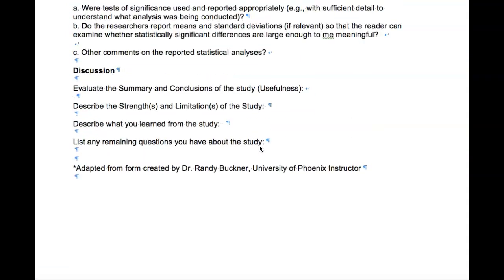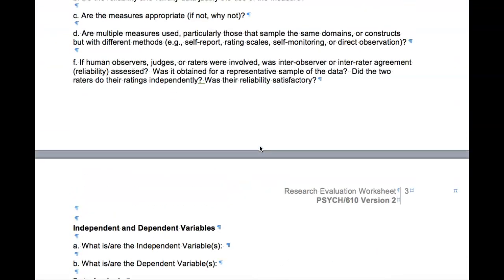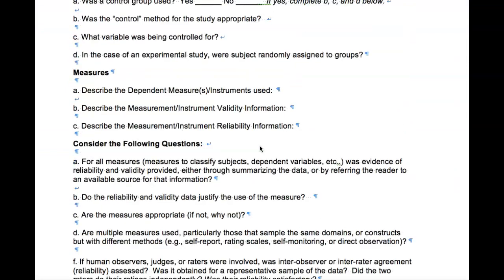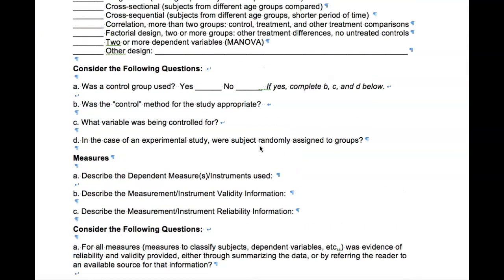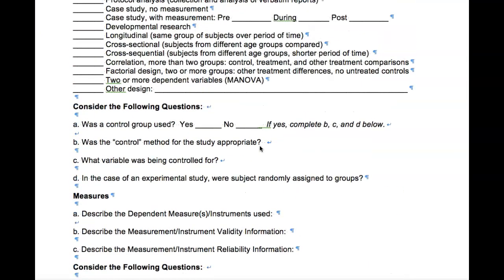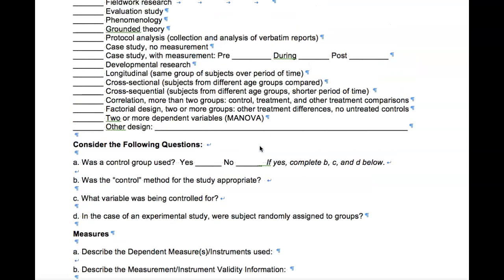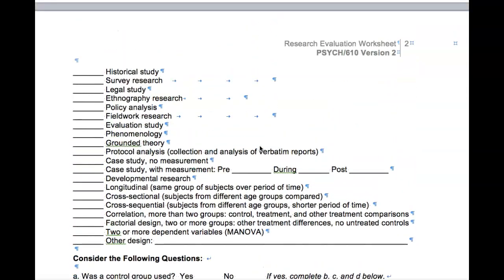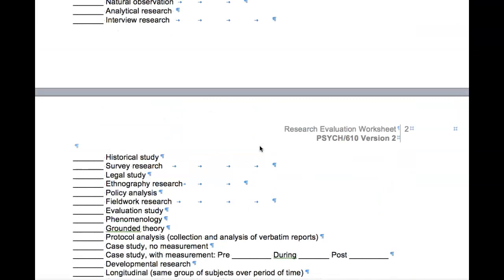And so you're literally working your way through this form, and you have to make sure that when you answer a question that it applies to this type of study you reviewed. So I think you can see it's really important that you pick a good article to review for this activity, because if you don't, it's going to be hard to answer all these questions.